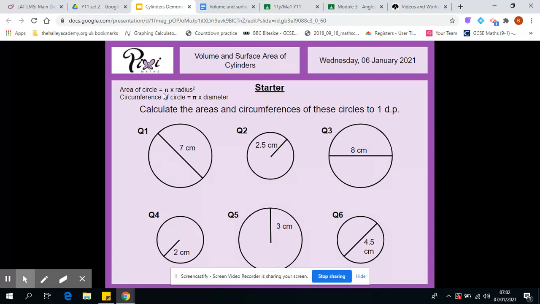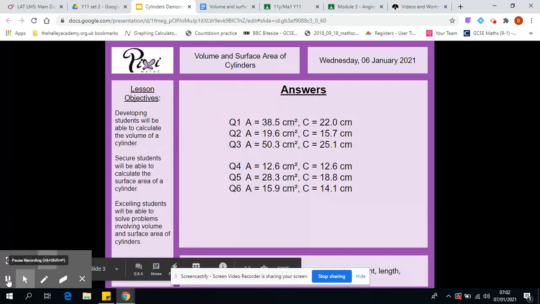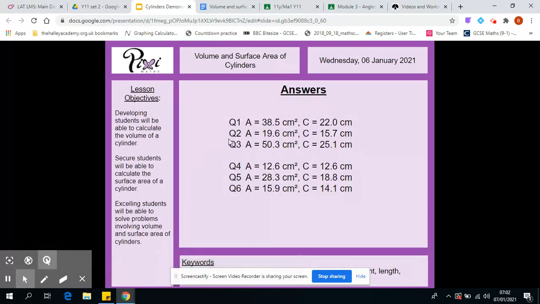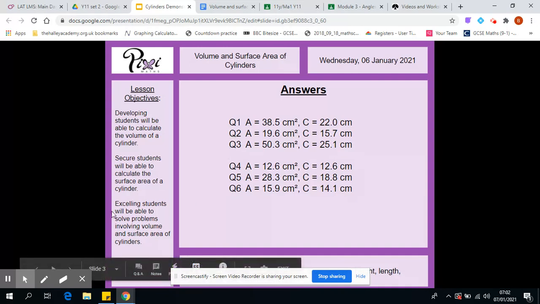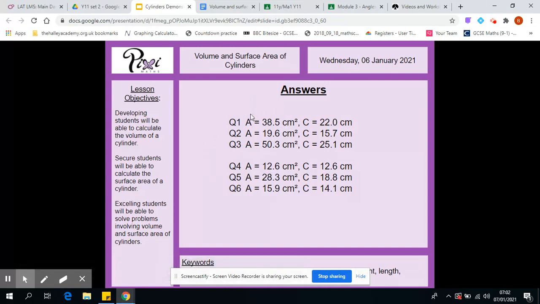Remember, the units of the area are centimeters squared, and the units for the circumference of a circle are centimeters or meters, etc. Here are the answers to the questions given earlier. You may also find them in the Google slide, which you could do at your own convenience.